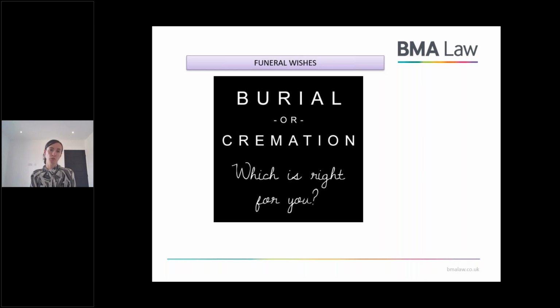Moving on to funeral wishes. It is usual to include only a brief description of what your preferences are in this regard. So, for example, I wish to be buried or cremated, perhaps in a particular place with particular faith, specific instructions. But we recommend that any detailed guidance is included in a separate letter of wishes, which is private and confidential to the executors and the family.